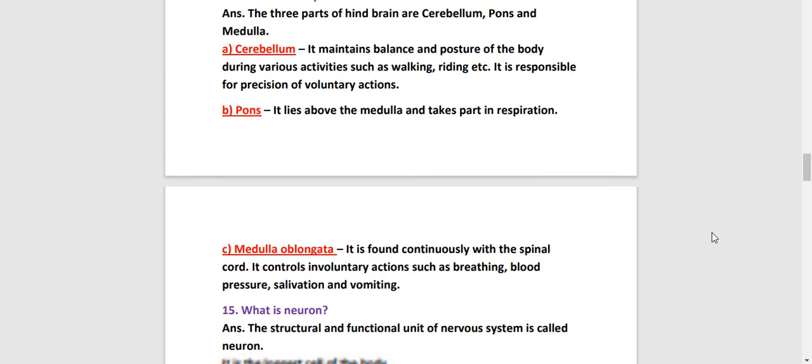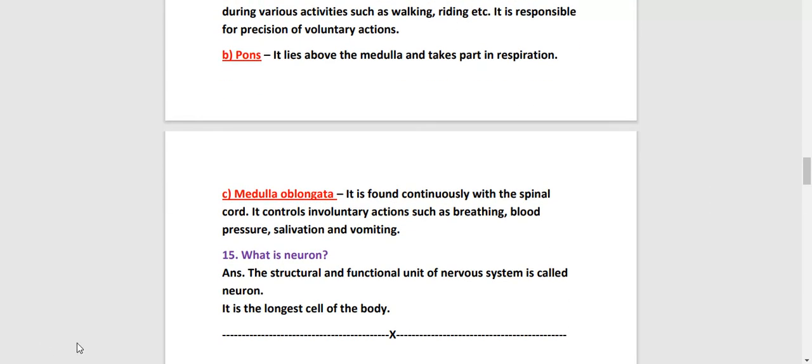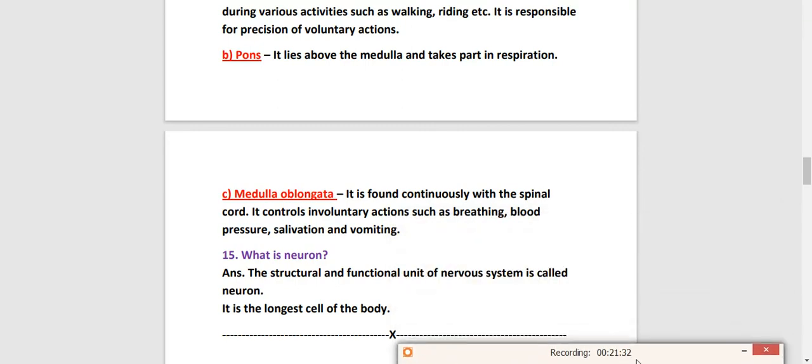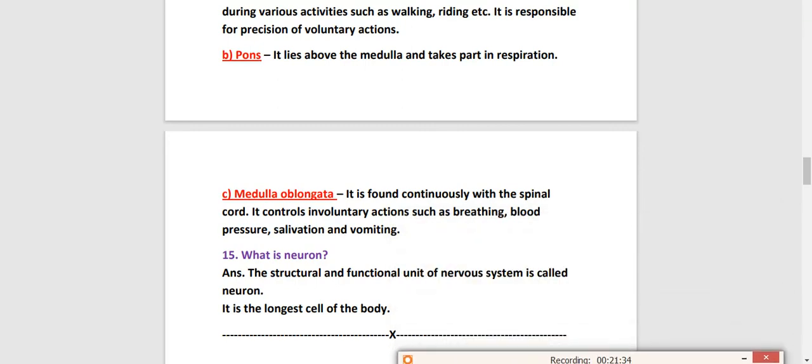Now we have the last one. What is neuron? I have already told you the answer of neuron, that it is the structural and the functional unit of the nervous system, and also it is the longest cell of our body. This question can also come as: write the name of the longest cell in our body, then you will write neuron. Or it can come in this form also: the structural and functional unit of the nervous system is known as what? Then you have to write neuron.